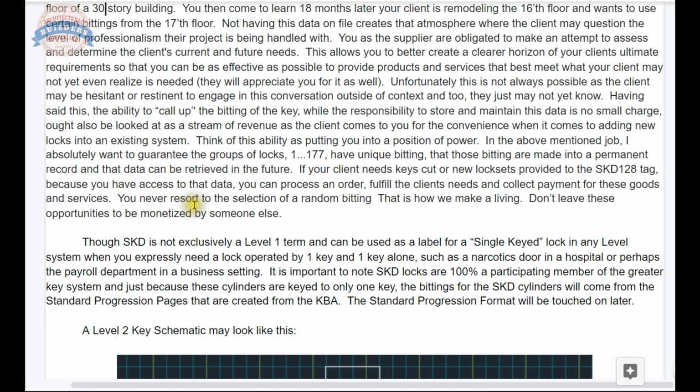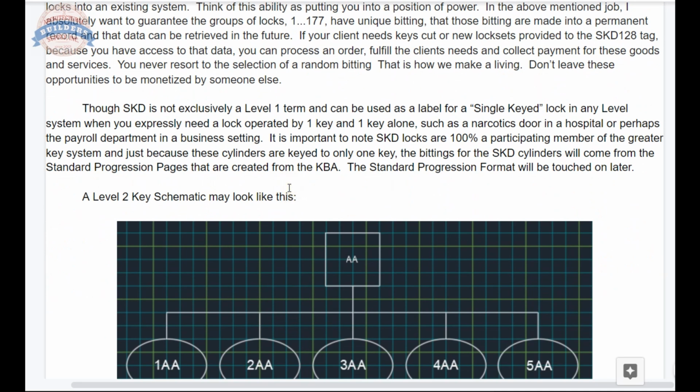You never resort to the selection of a random bidding. This is how we make a living. Don't leave these opportunities to be monetized by someone else, because surely someone else is going to if you don't.